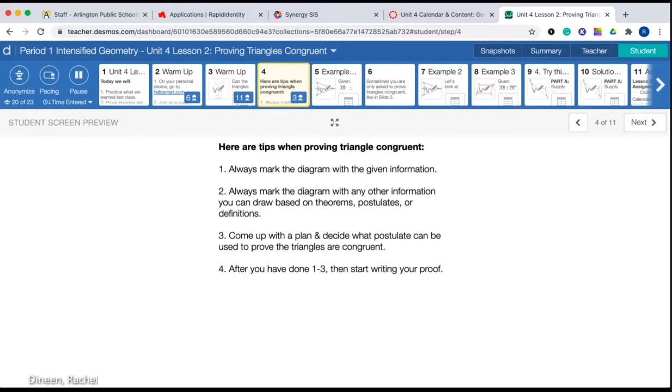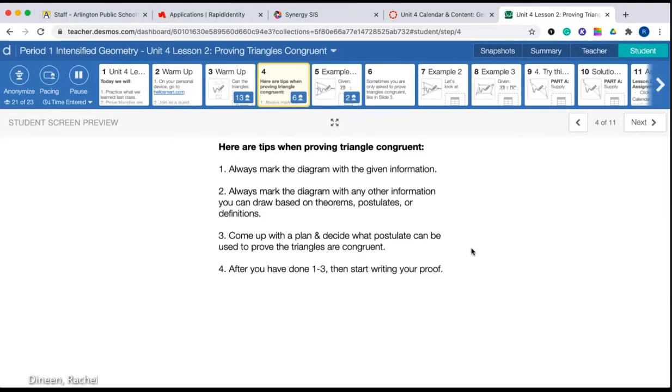Proving triangles are congruent? So first, always mark the diagram with the given information. Always mark the diagram with any other information you can draw based on theorems, postulates, or definitions. Come up with a plan and decide what postulate can be used to prove the triangles are congruent. After you've done 1 through 3, start writing your proof.